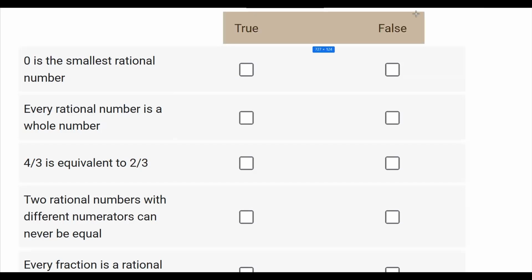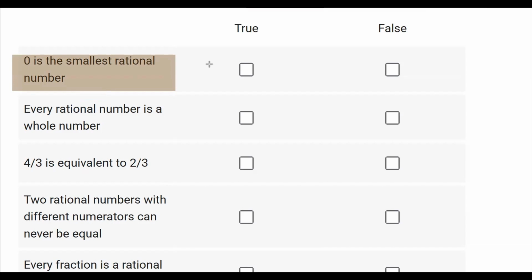And here we have to find whether these statements are true or false. The first one is, 0 is the smallest rational number. No, a rational number can be negative also. So we'll say that it is a false statement.